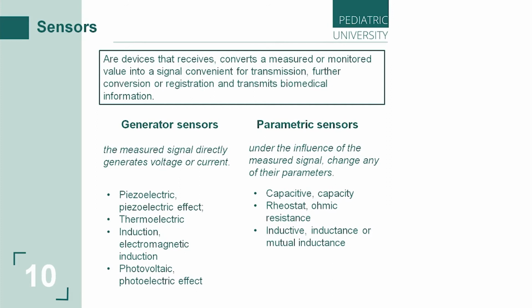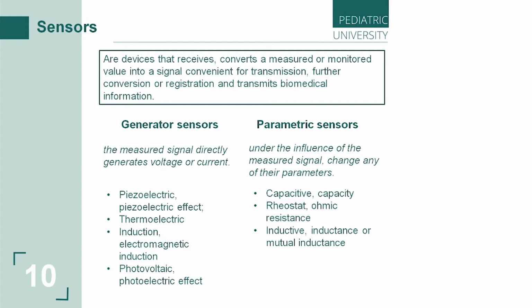Sensors can convert information, but electrodes can't convert the information. They can only receive and transmit information in unchanged form. And sensors receive, convert, and transmit biomedical information. So, the sensor to which the measured value is connected, the first in the measuring chain, is called primary.